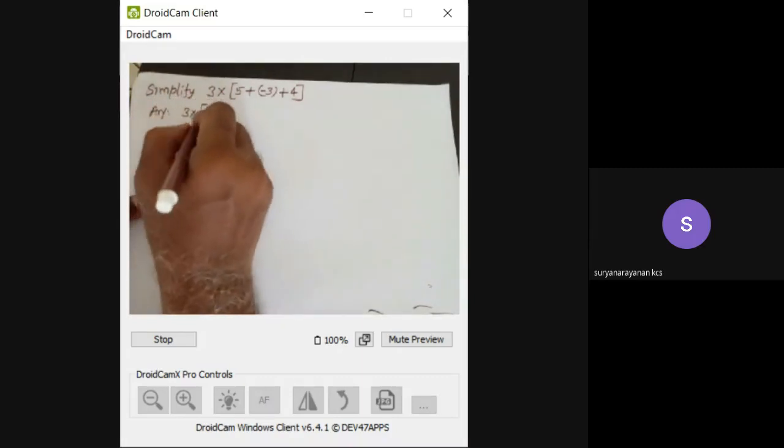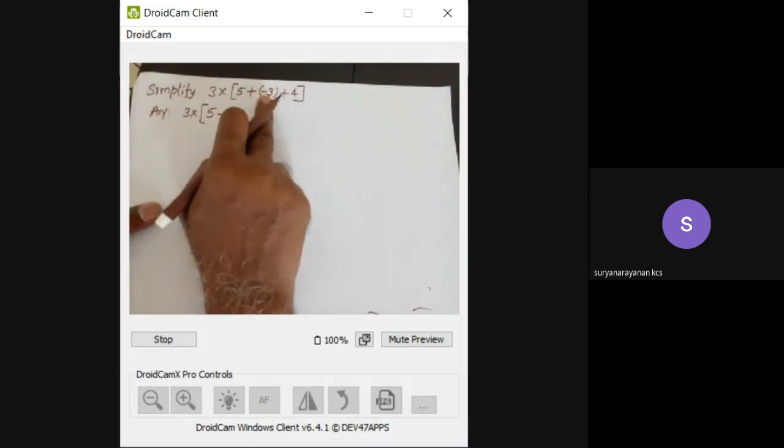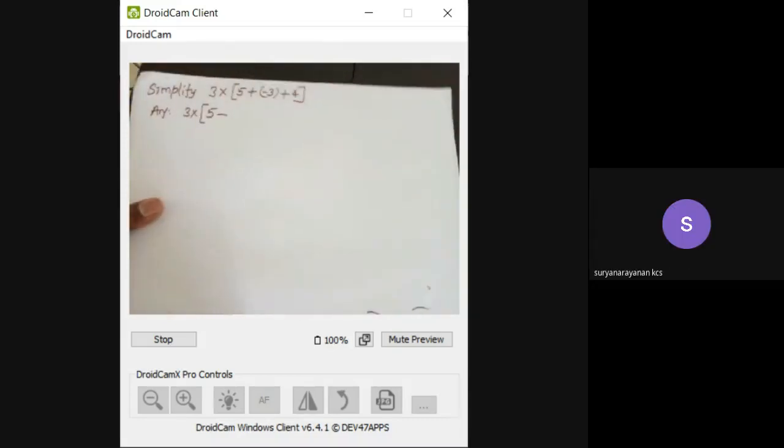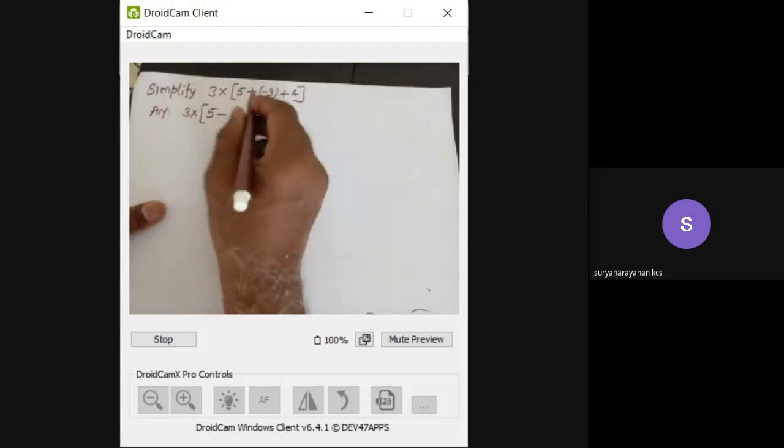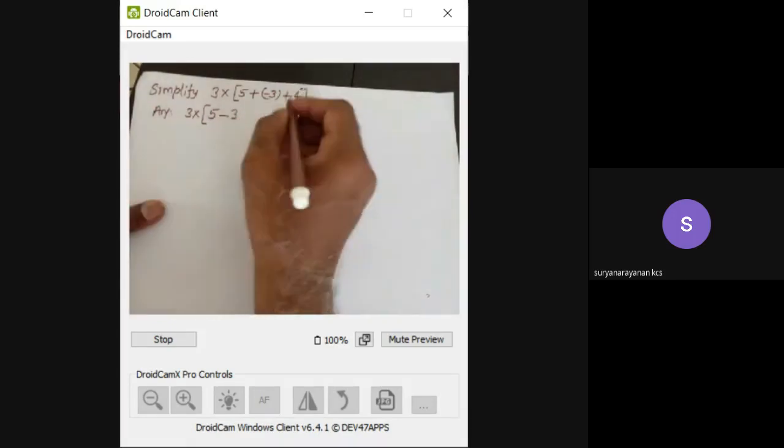So 5 plus into minus, what will you get? Minus. Here a small bracket is there. I told you previously, please remember this point: bracket means into. I'm repeating this point again and again. So plus into minus gives minus. We get 3 minus 3. Finally, we get minus 3 plus 4.